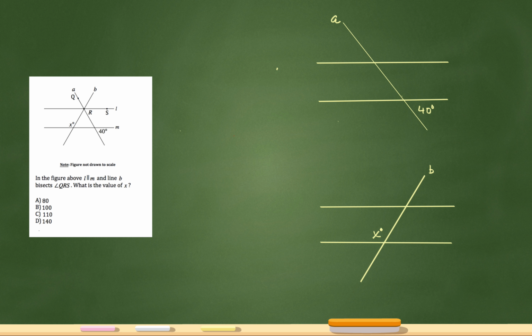So in the figure above, line L is parallel to M and line B bisects angle QRS. What is the value of X?